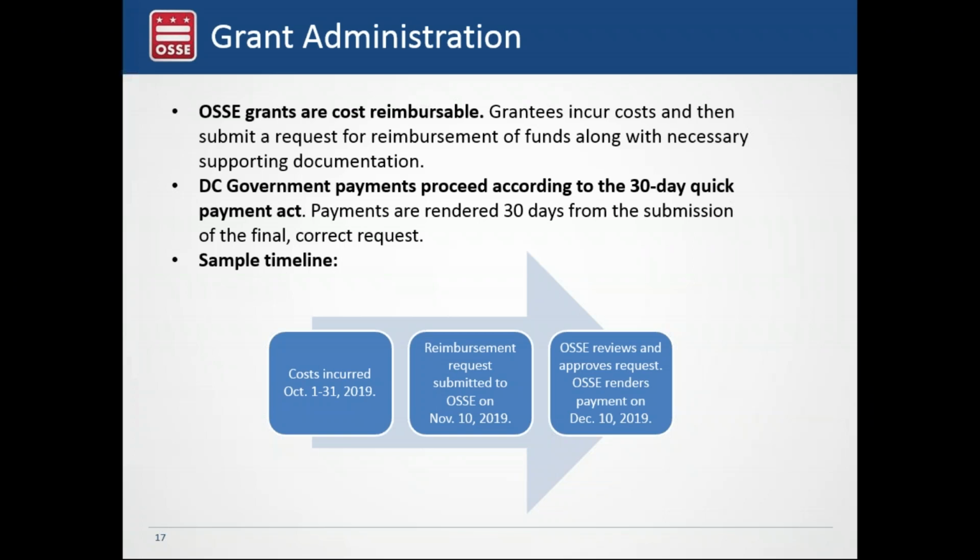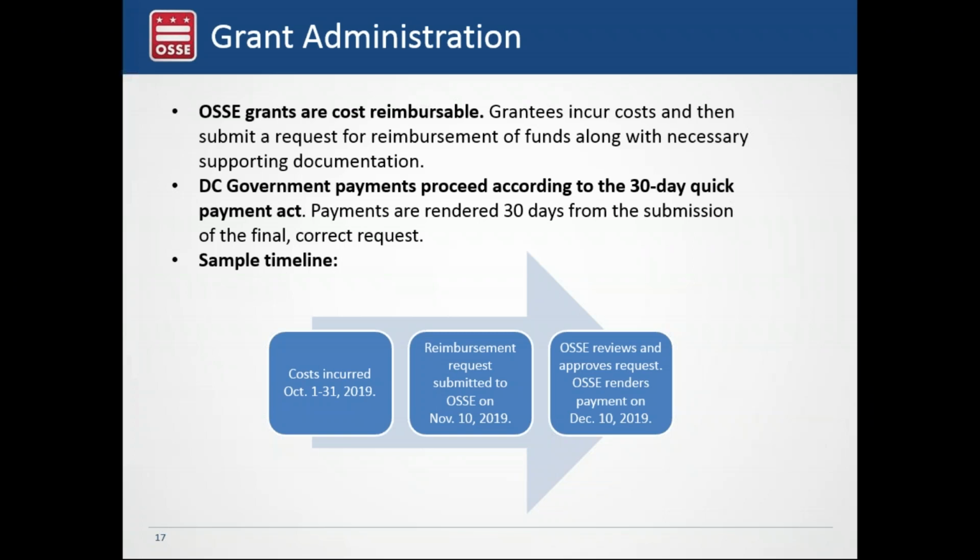That's required by district government according to the Quick Payment Act. So already that's a little bit of a long timeline, and this is the best case scenario. You've been racking up costs from October and we're paying you in December, and that's the best case. Now imagine you're a new organization and maybe your reimbursement request isn't perfect, right? So we have to submit it back to you. You get it back to us on November 15th. Now we're talking December 15th at the earliest, and things kind of go from there.